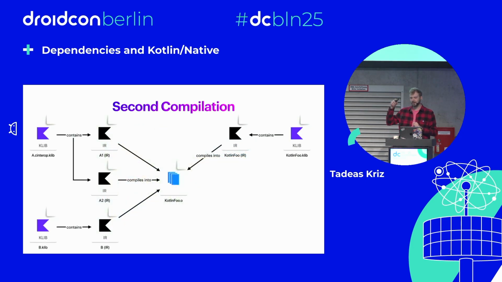And it's because our IR is not machine code, and we need to get into it. So we take all of the klibs, we extract them, and then we run the second compilation that will actually produce the native code, the machine code, Kotlin foo.o.